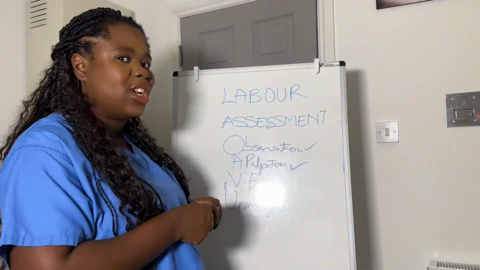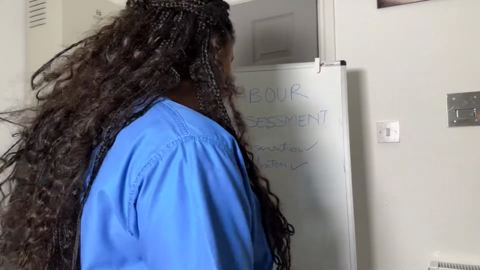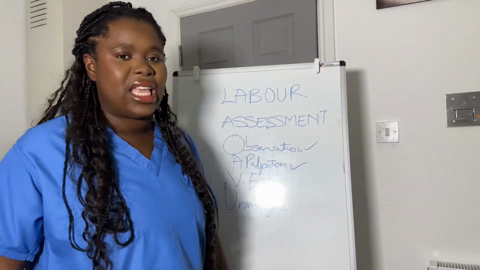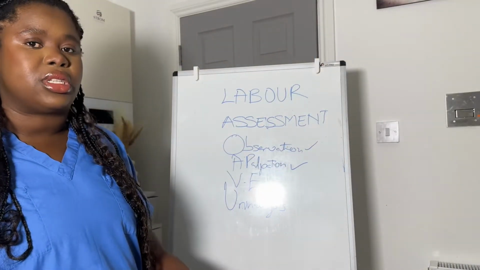Then we move on to vaginal examination. So under the vaginal examination, there are 10 things you'll be checking. So with the 10 things, let's talk about it. First of all, when you are doing VE, you know that the procedure is a sterile procedure. So what you have to do is ensure that you are wearing your PPEs, so that is your surgical gloves and your apron.